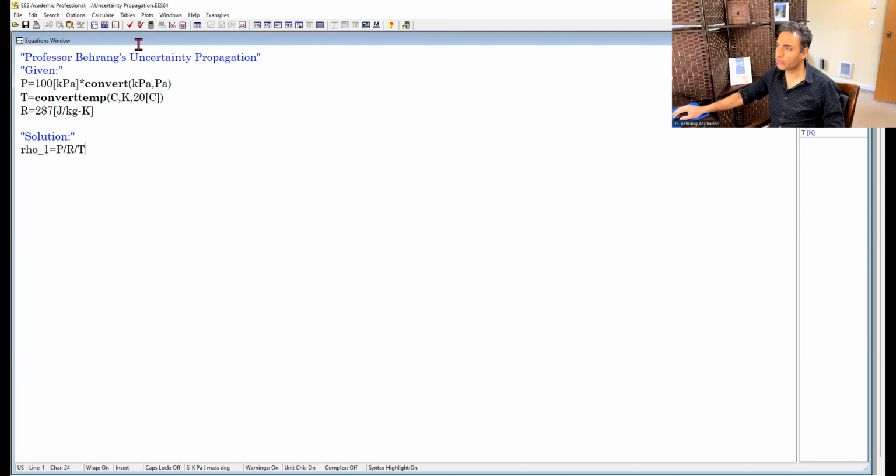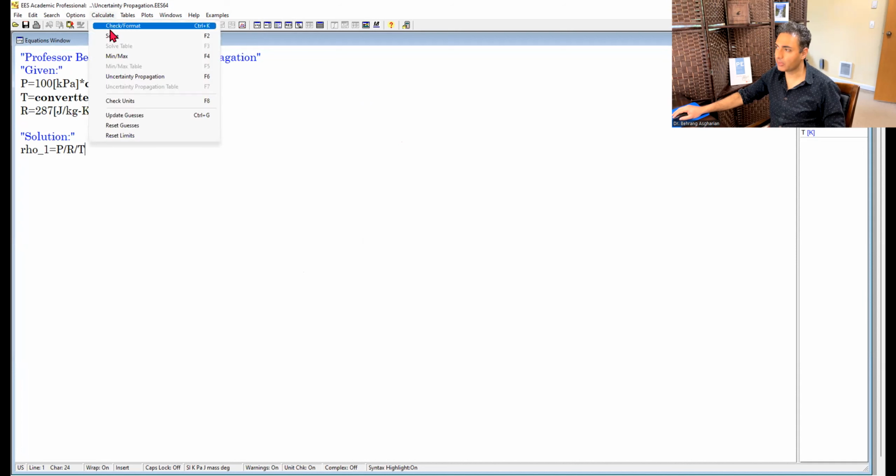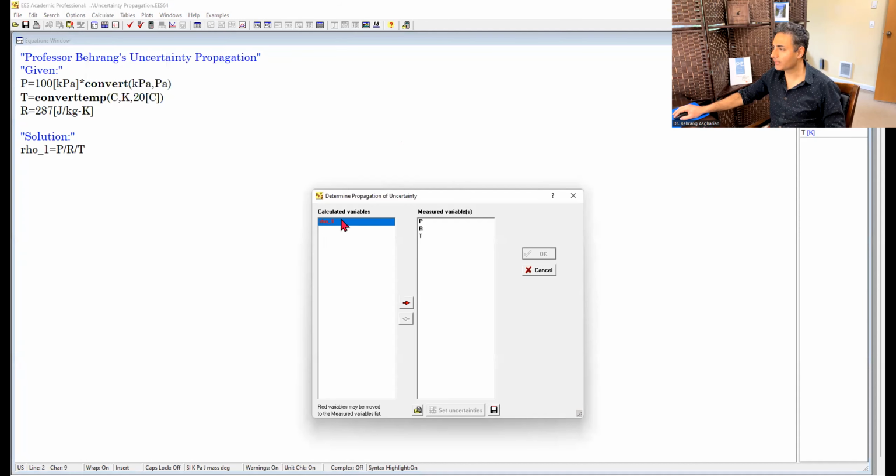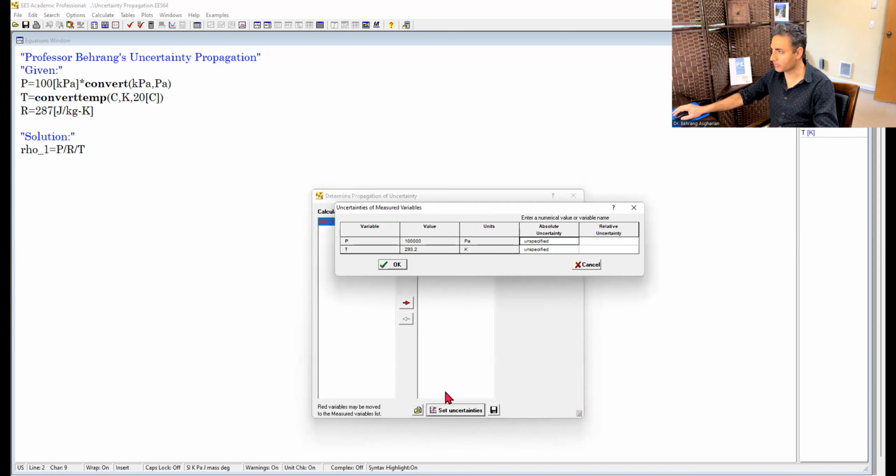How do I calculate uncertainty propagation? Here's the thing. You go to this menu here, the calculate menu, right? And in the calculate menu, there is uncertainty propagation. It says what value is a calculated value. This value, rho 1, is the parameter that I am calculating using the measured values. We assumed that we had the barometer in the room and a thermometer in the room. These two were the measured values. And the next step is to set the uncertainty values. You click on this button here, set uncertainty values.